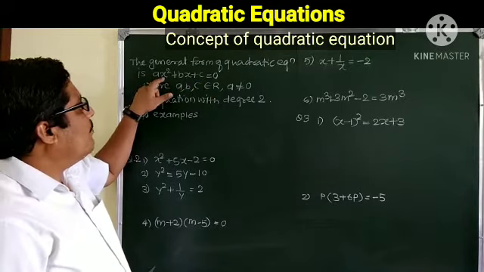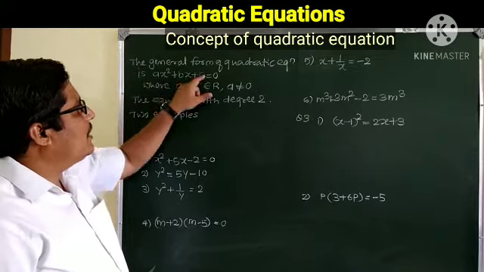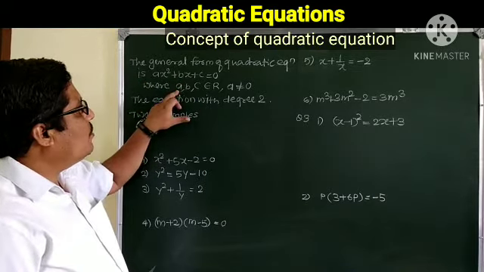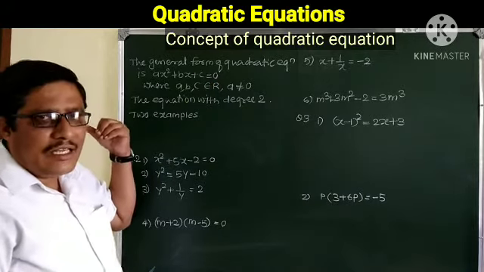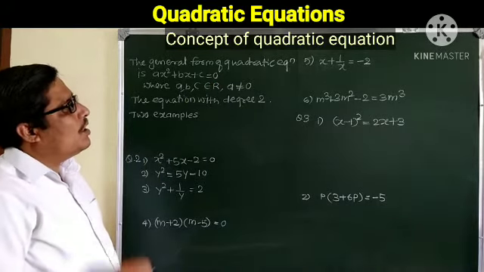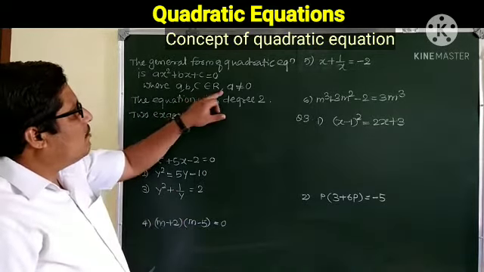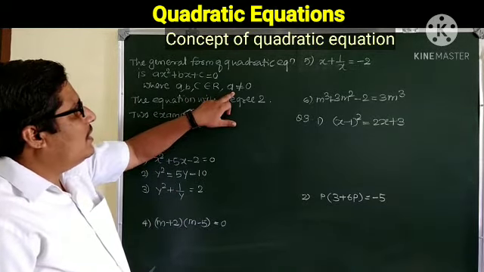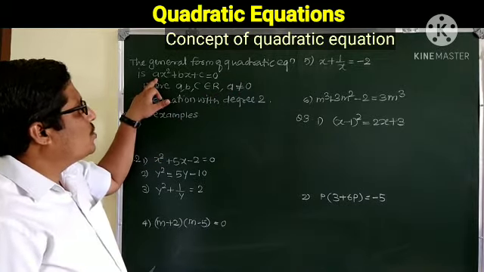Now in this I have used variable x and a, b, c are coefficients. Now a, b, c are real numbers. That means it can be a rational number or irrational number, anything. But again one more condition is there, that is a should not be equal to 0.